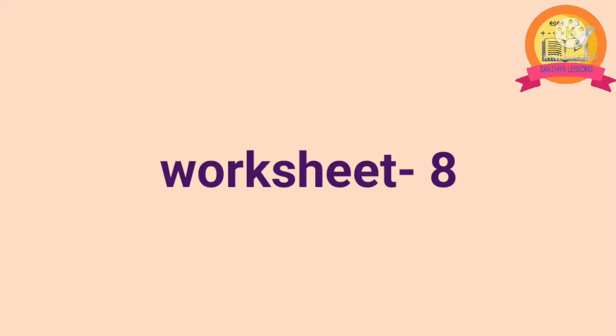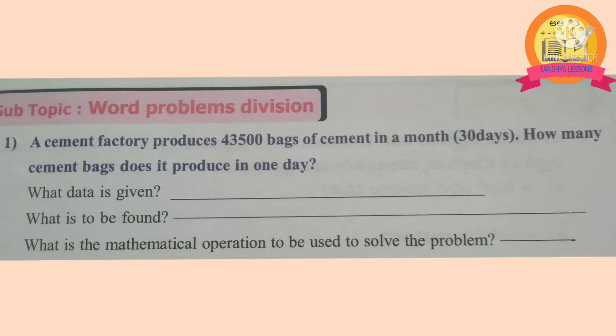Worksheet 8. First problem, a cement factory produces 43,500 bags of cement in a month. Consider the month has 30 days. How many cement bags does it produce in one day?